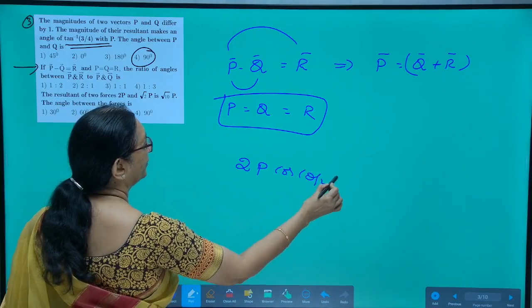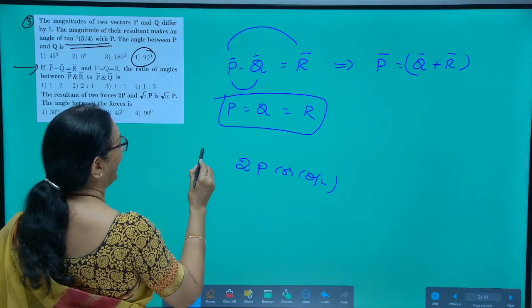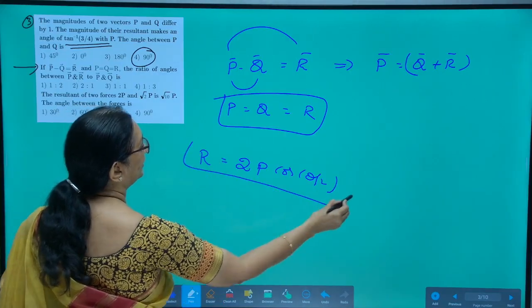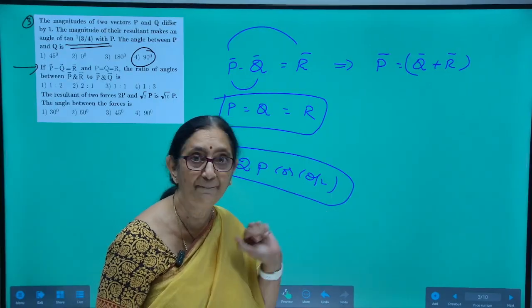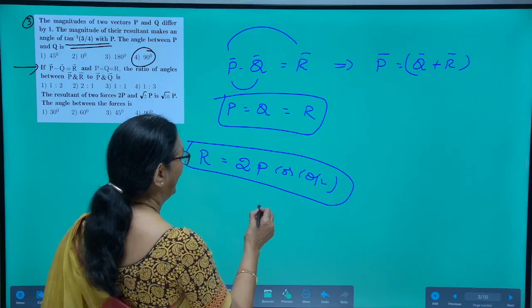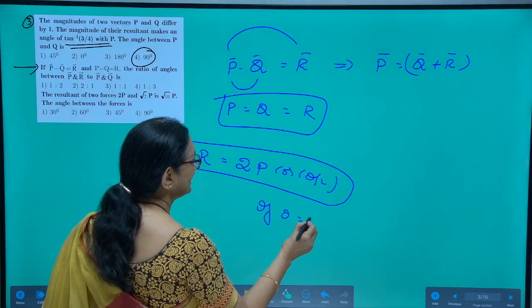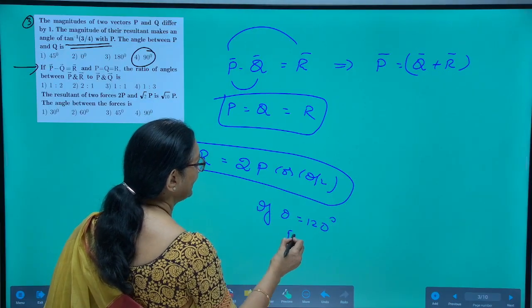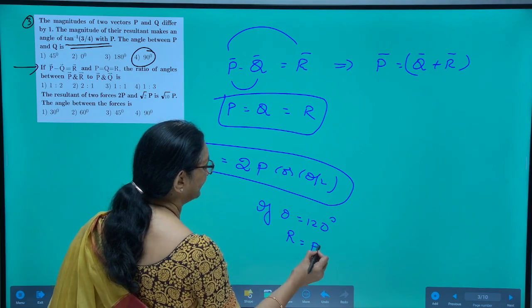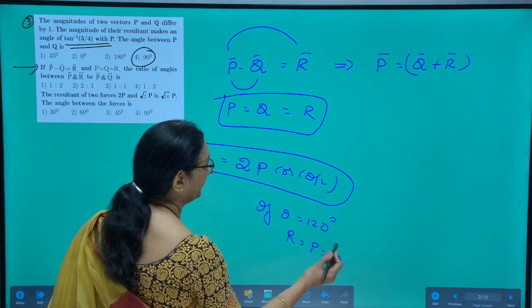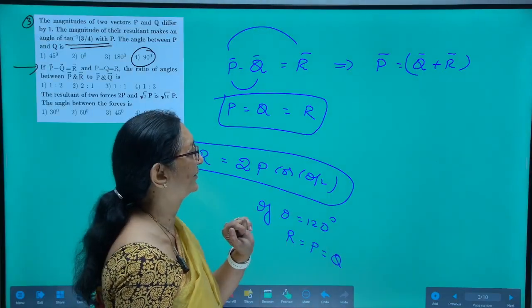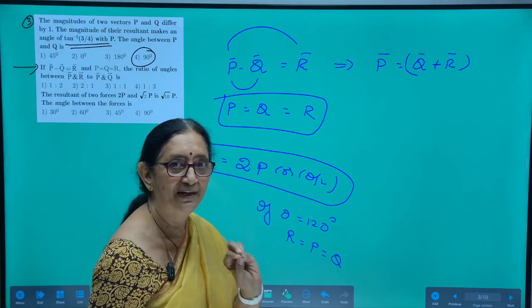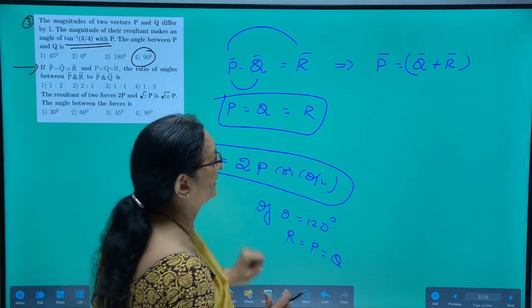So, when two vectors are of equal magnitude, then the magnitude of the resultant is 2P cos(theta/2) from the parallelogram law of vectors. If theta is equal to 120 degrees, the resultant is equal to one of them, that is R = P = Q. That is what we learn in the parallelogram law. Now, let us try to solve that very carefully.